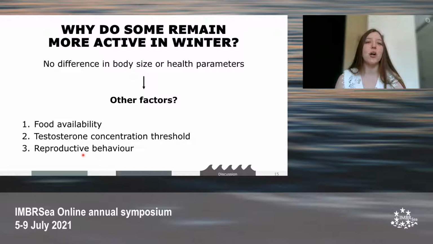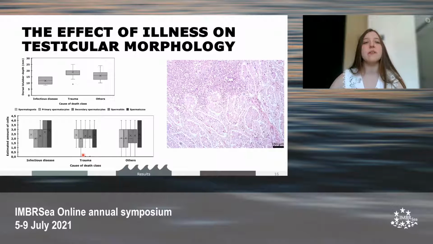Now, back to our last aim, the effect of illness on testicular morphology. Because we had very little cause of death data and because most of the analyses done were not statistically interpretable, this needs to be further researched. The only parameter we could interpret was blubber depth, and those that died of infectious illnesses had lower blubber depth compared to the other ones. Here you can see an individual that has ill structures, but because this one did not have a cause of death class, we weren't able to label it as ill.